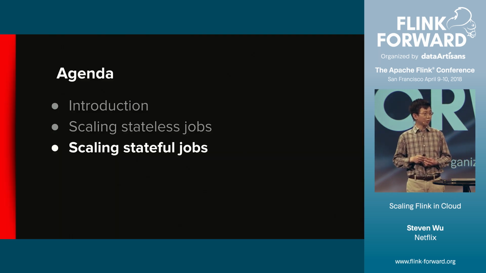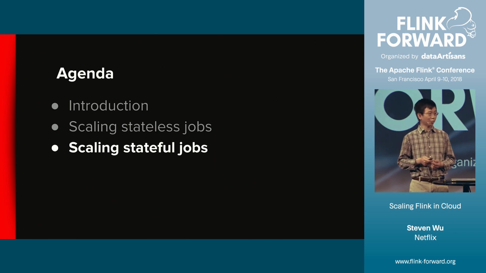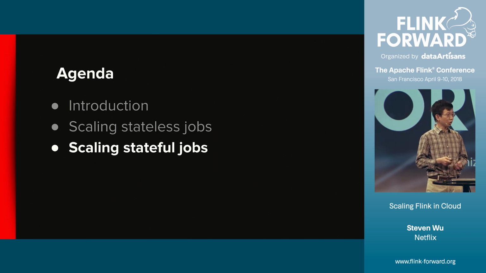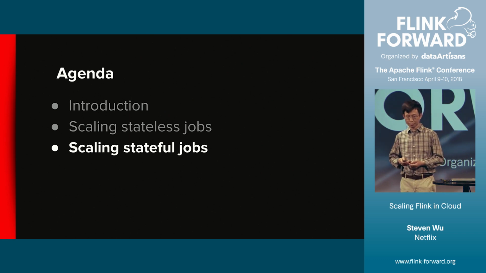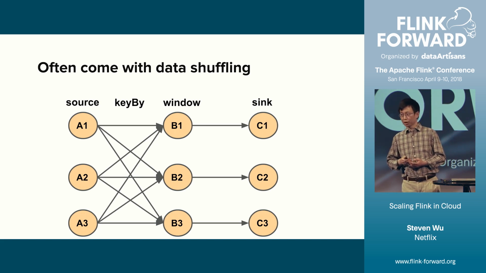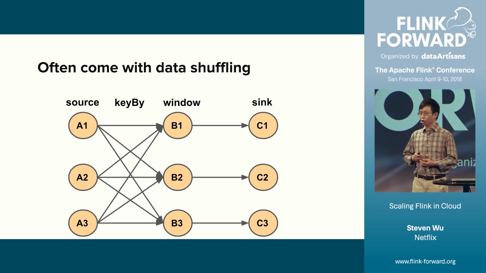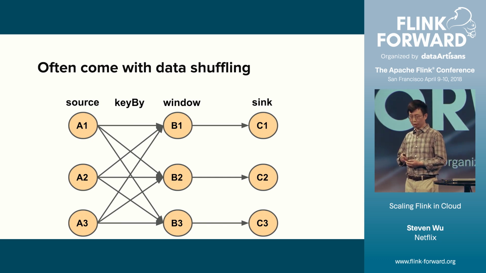Now let's switch gears. Let's look at how we scale large state jobs. By large state, I'm talking about a single job with state at terabytes, many terabytes of data, and a single job with parallelism in a few hundred or a few thousands. Stateful jobs often come with data shuffling, for example, using keyBy. So that kind of connected job graph brings some additional challenges in Flink in terms of failure recovery that we're going to talk about later.